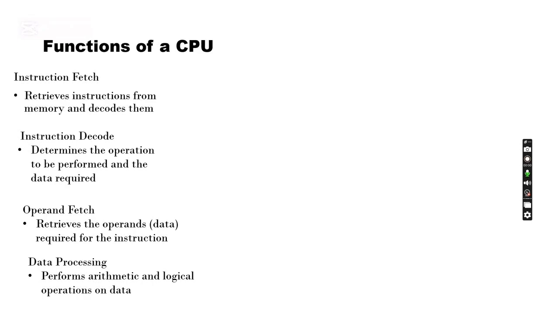Functions of a CPU: fetch retrieves instructions from memory. Instruction decode determines the operation to be performed and the data required. Operand fetch retrieves the operand's data required for the instruction. Data processing performs arithmetic and logical operations on data.